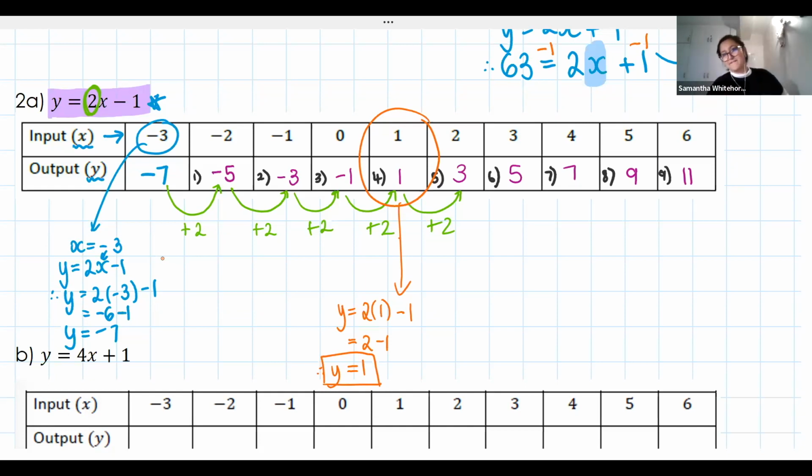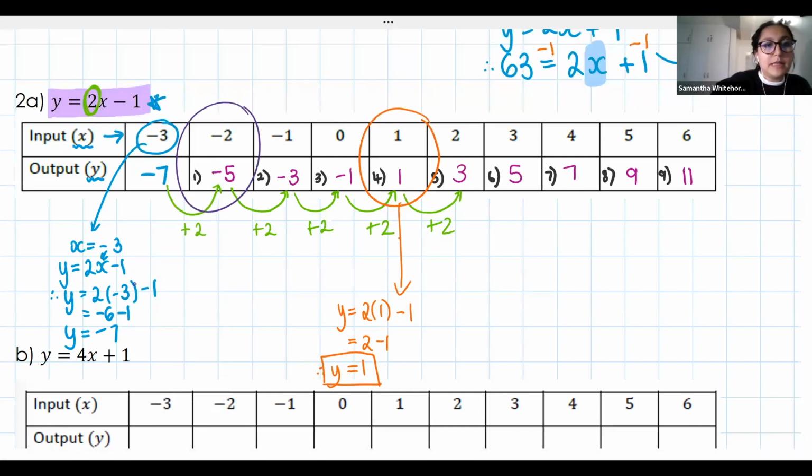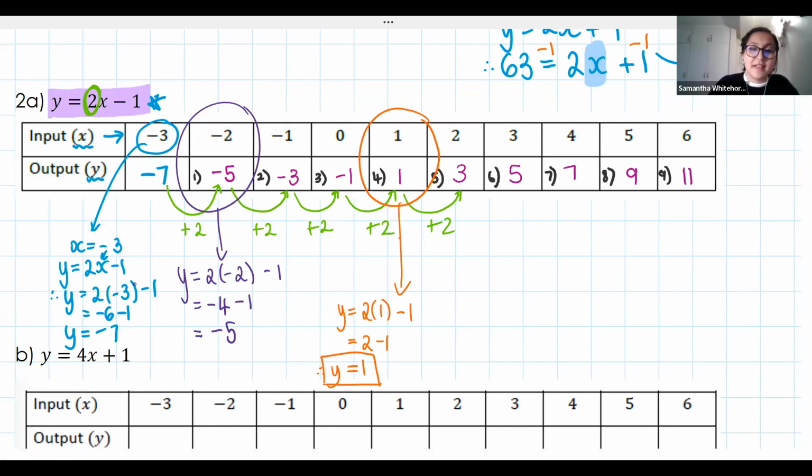Ma'am, for question 1, it's supposed to be minus 6. Okay, so just be careful. If we look at the first one, this would be y equals 2 times minus 2 minus 1. So 2 times negative 2 is negative 4, and negative 4 minus 1 is negative 5. Okay, ma'am, thank you. Good. Nice one, Musa. I'm glad you understand.